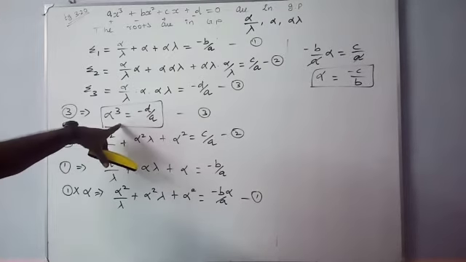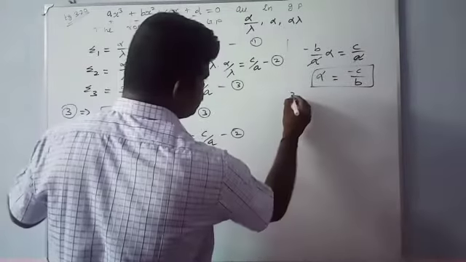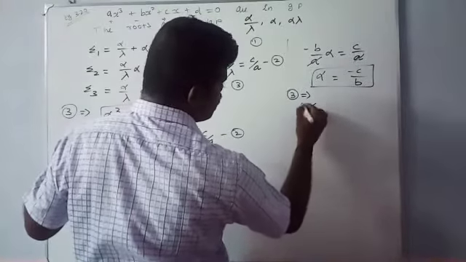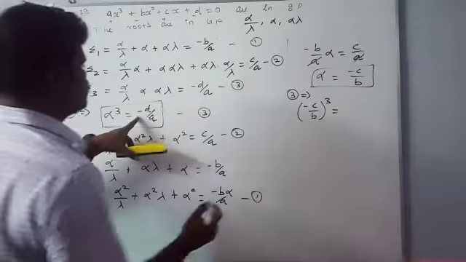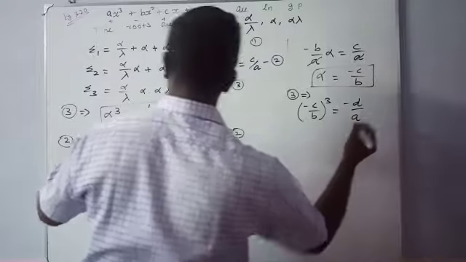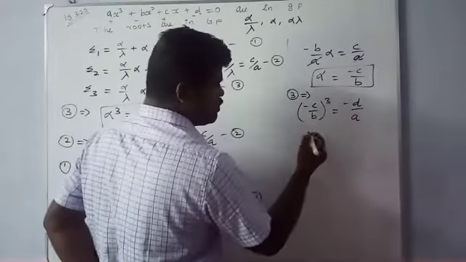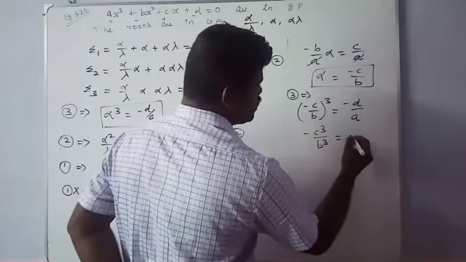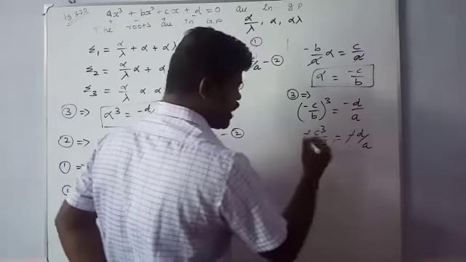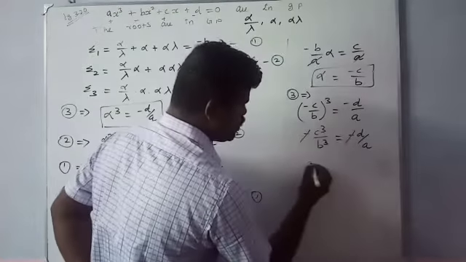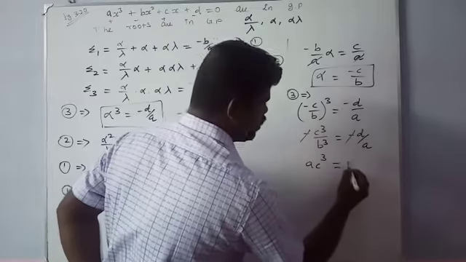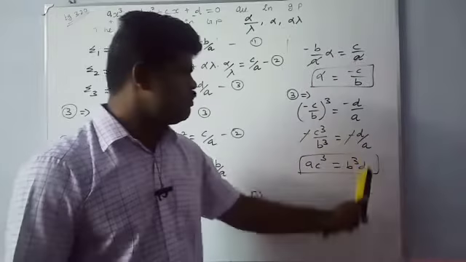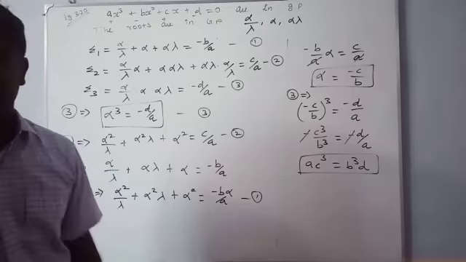And we want to apply the third equation. Third equation implies that the alpha value, minus c by b whole cube, is equal to minus d by a. Cubing on this side, minus c cube by b cube equal to minus d by a. Cancel this minus. Cross multiply this: ac cube is equal to b cube into d. So this is the required condition.